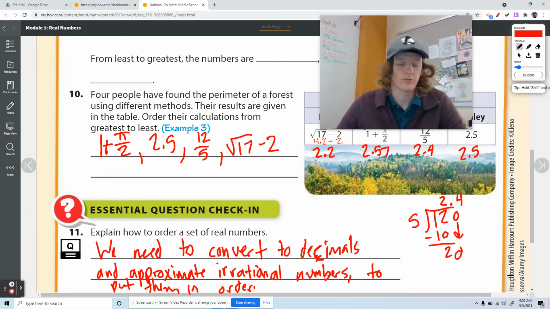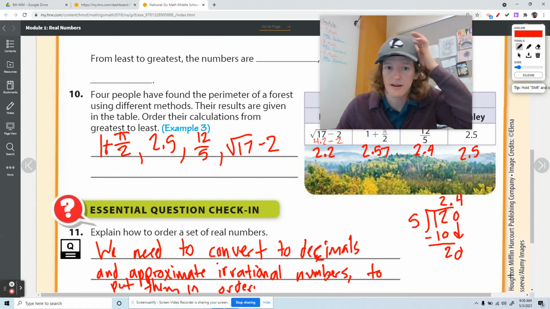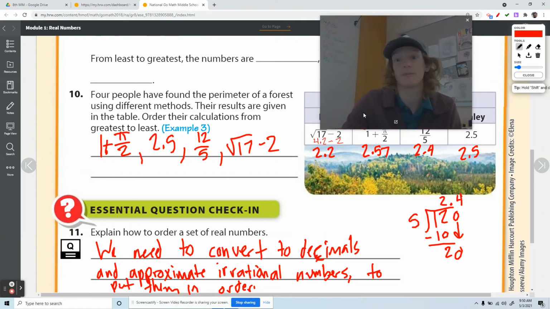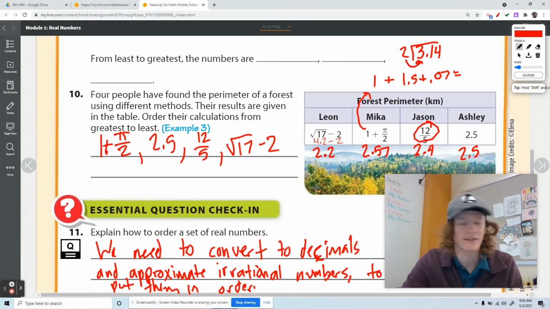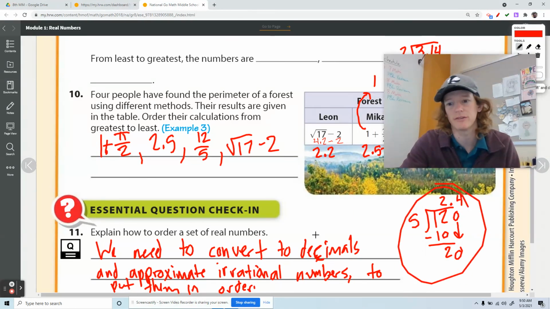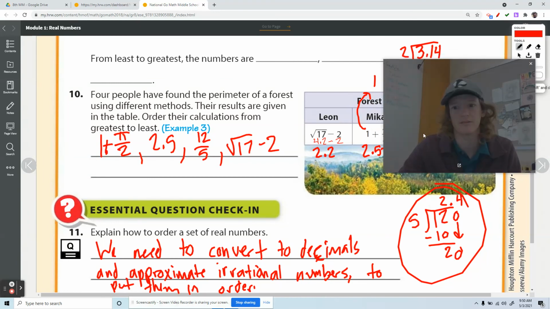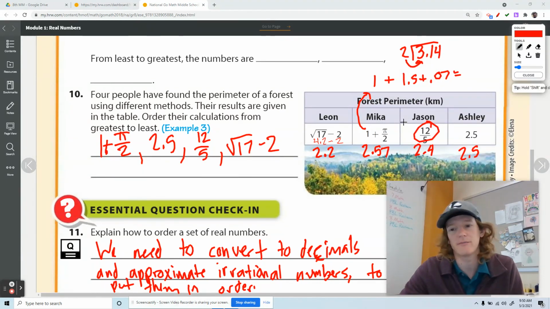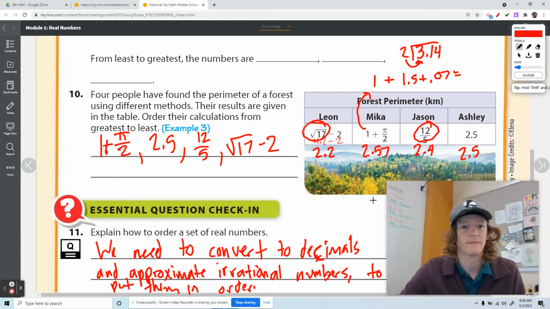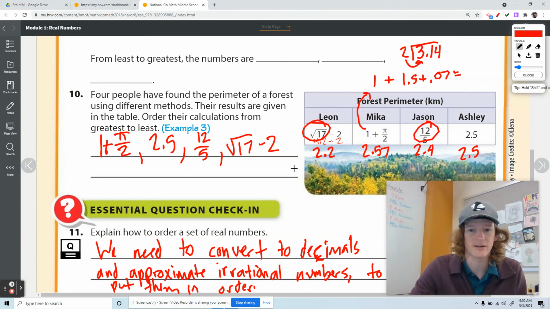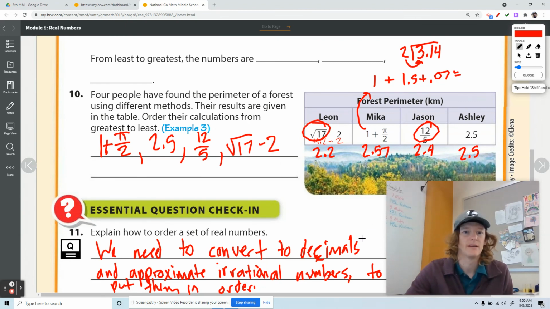Now, when you get to your homework for this section, I'm anticipating that a lot of you will be checking your work a lot with a calculator. I'm okay with that. If you don't want to show your work for 12 divided by 5, you just want to show 12 divided by 5 and do it on a calculator instead, I don't have a problem with that. If you want to do the square root of 17 on your calculator and then do minus 2, I don't have a problem with that. Okay? So that's my expectation: we have strategies, we have skills to put these numbers in order.